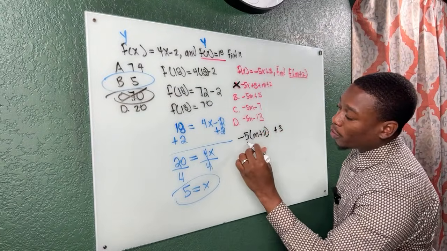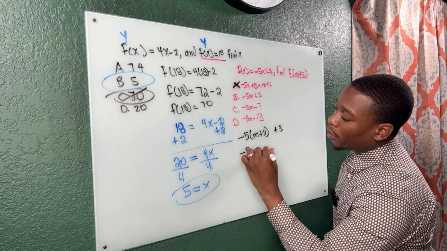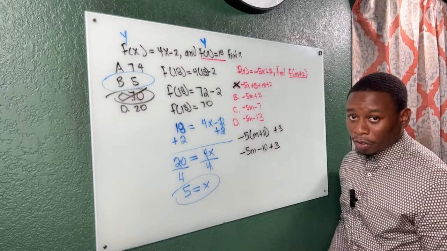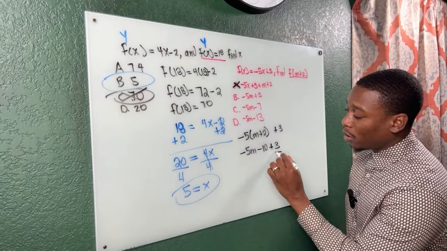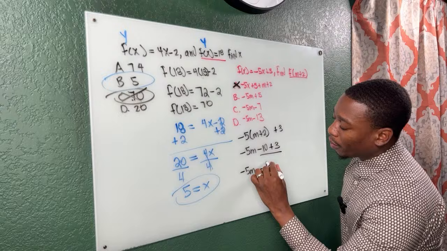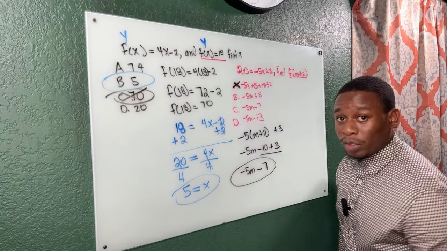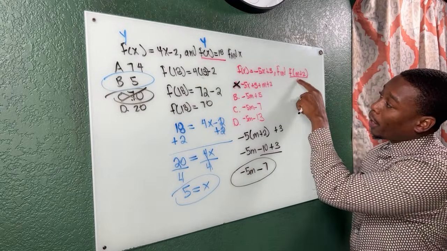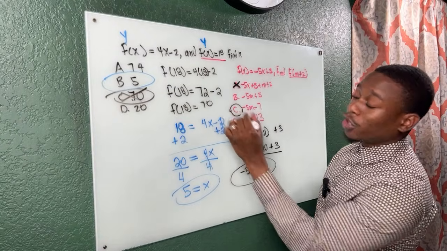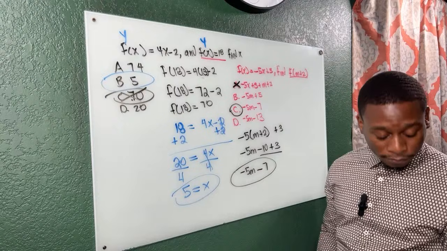So now when I distribute, I have -5m minus 10. I bring this 3 down because I don't multiply it with 5. It's not inside the parentheses. Combine my like terms. -5m minus 7 is going to be my answer once I plug m plus 2 in for x. So the answer choice should be C. Okay?